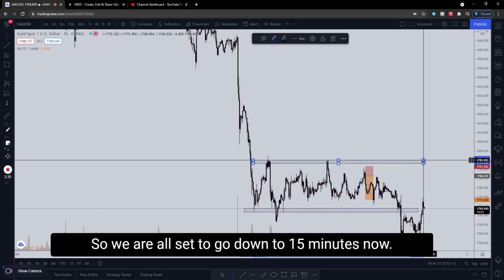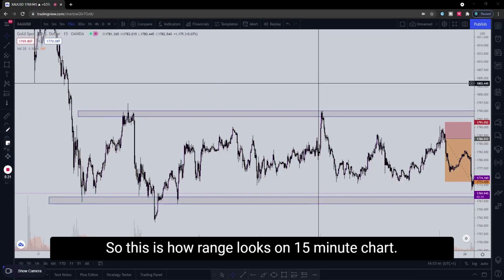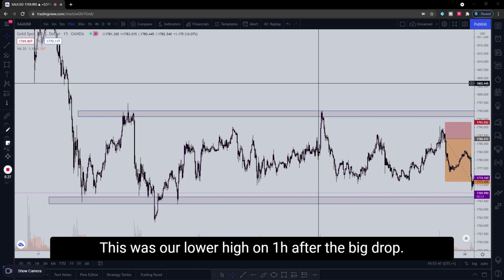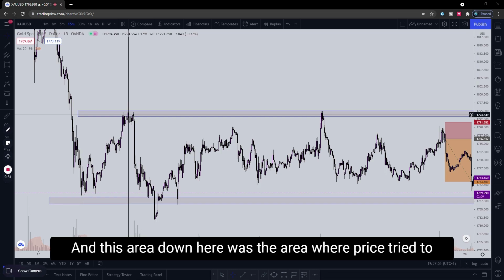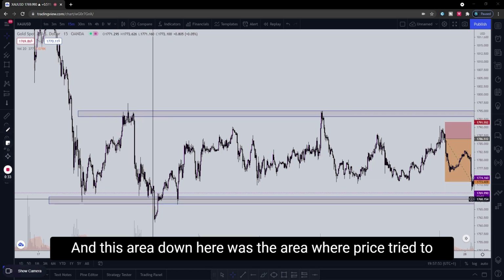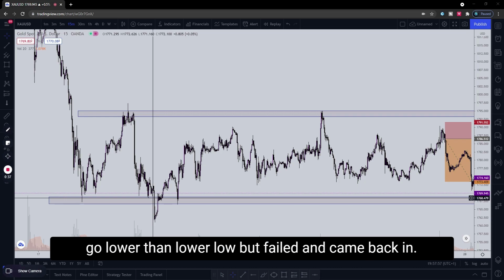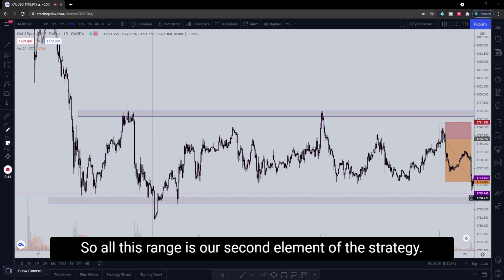Okay, so we are all set to go down to 15 minutes now. So this is how range looks on 15-minute chart. This was our lower high on 1 hour after the big drop, and this area down here was the area where price tried to go lower than lower low but failed and came back in. So all this range is our second element of the strategy.